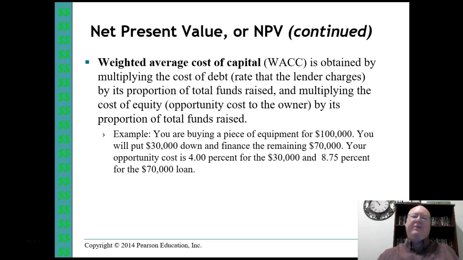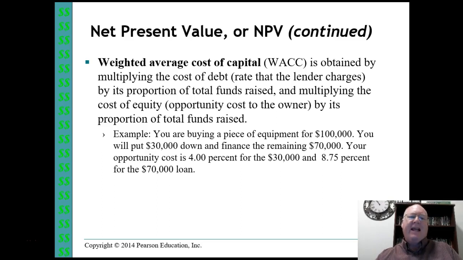The example is you're buying a piece of equipment for $100,000. For that $100,000, you're going to put 30% of it down, $30,000 down, and then the remainder of it you're going to finance. You're going to finance through a loan, through some sort of capital lease or other kind of lease, or some other way. So just definitionally, your opportunity cost is 4%. And what that 4% is, just to let you know, is just something that we're going to be defining as what you could have invested in something else.